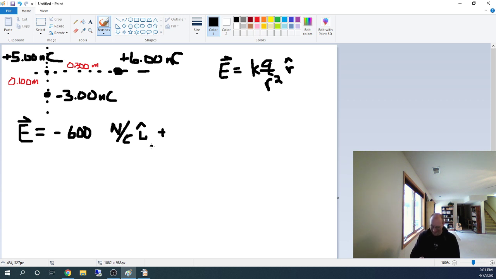Okay, so the second one. Sorry about the mistake there. It's live. So the second one is 9 times 10 to the 9th times 3 times 10 to the minus 9 divided by 0.1 squared, which gives 2700. So the magnitude of that one is 2700 newtons per coulomb.